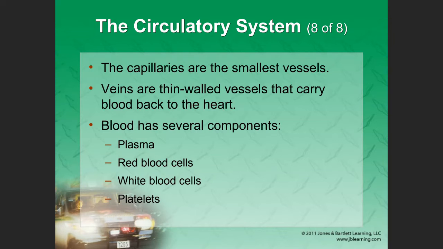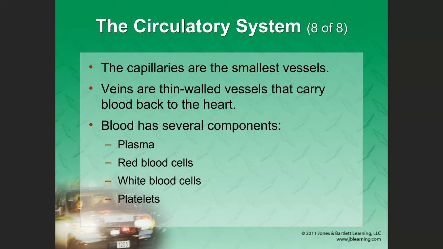Now, the veins are thin wall vessels that carry blood back to the heart. So veins transport blood towards the heart. And primarily, the blood that is transported by the veins will be deoxygenated blood. The only exception to that is the pulmonary veins, which carry oxygenated blood from the lungs to the heart, specifically the left side.